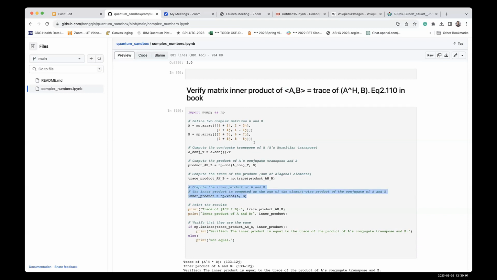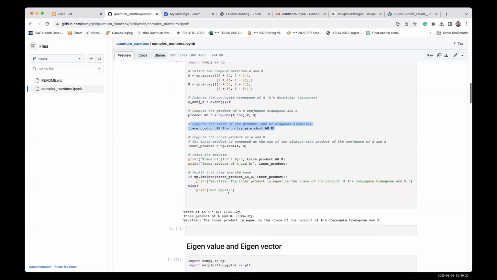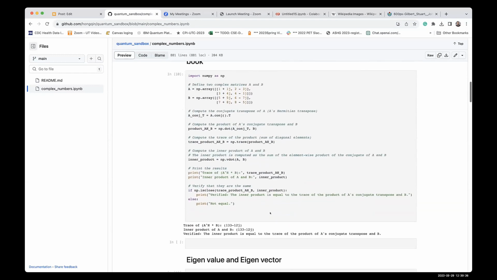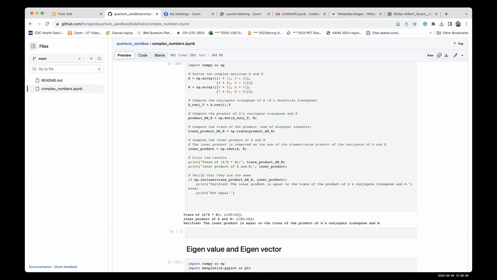Then we calculate the A conjugate transpose times B, that's the matrix, and then we calculate the trace of that. We want to see whether they are the same or not. So the trace of A conjugate transpose B is 133 minus 12I. That's correct. So basically, this is just a calculation to verify that formula.